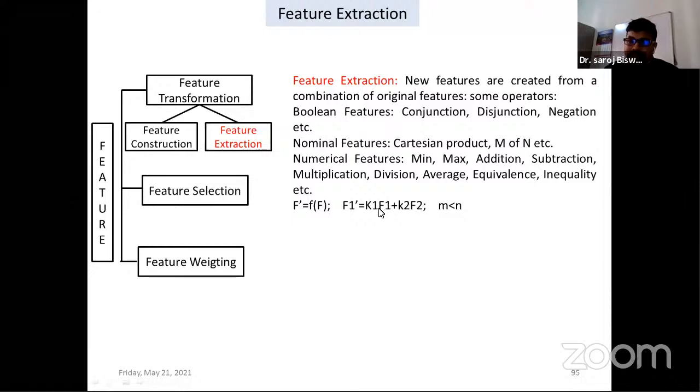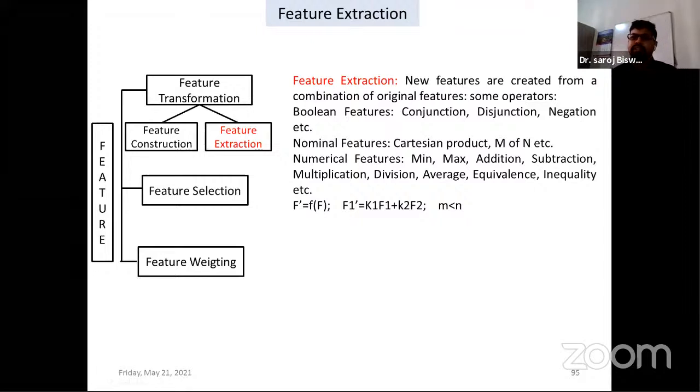And f1 is multiplied with a coefficient. It can be anything, try to understand this is an example only. Similarly, f2 is again multiplied with a coefficient. After multiplying, they are added, and finally a new feature is created. In this way, the features are generally created.